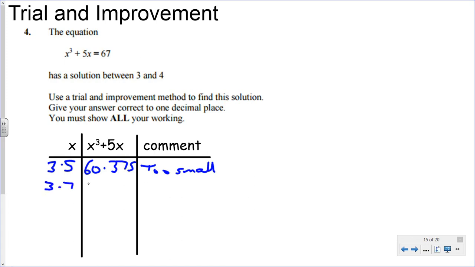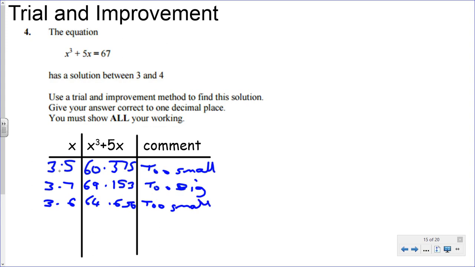I'm going to try 3.7. Now, when I do 3.7 cubed plus 5 times 3.7, I get 69.153. And that, I wanted 67, so that is too big. So now, I'm going to try 3.6. When I try that on my calculator, 3.6 cubed plus 5 times 3.6, I get 64.656. Now again, that is too small.